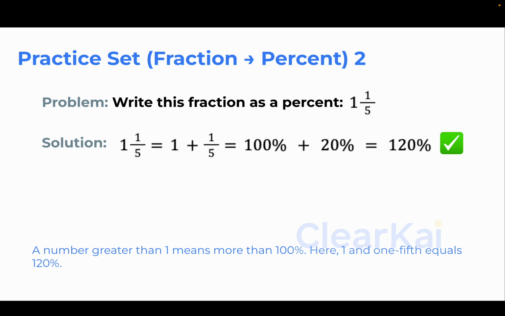Here's the big idea. Whenever a number is greater than 1, it means more than 100%. In this case, we have all of something plus a little extra.